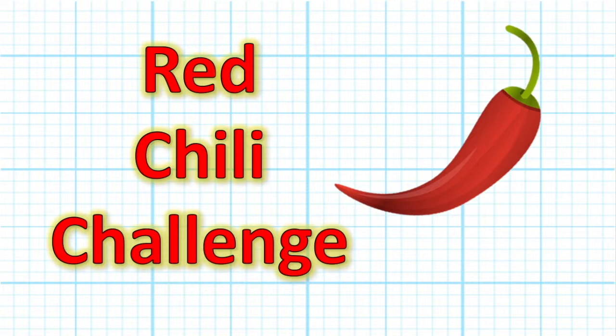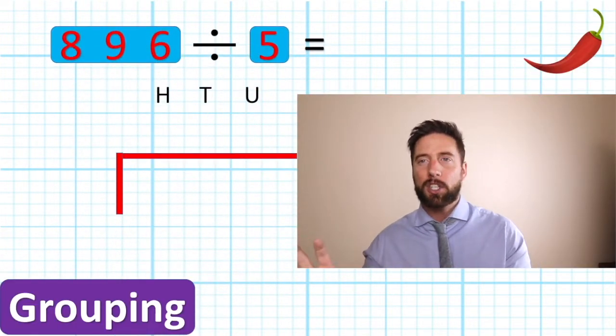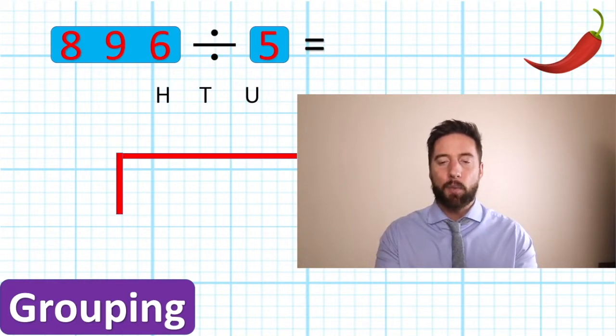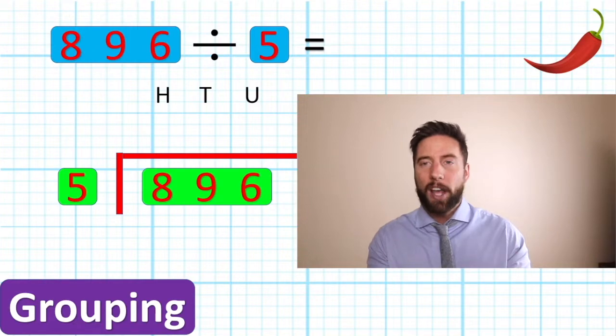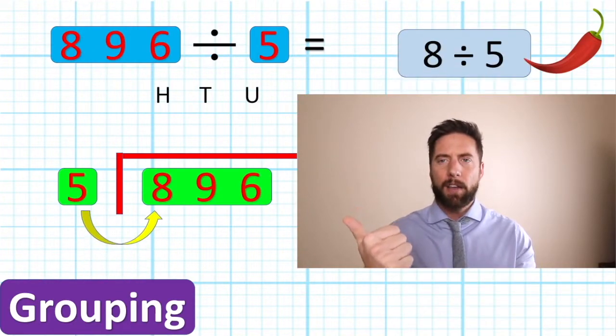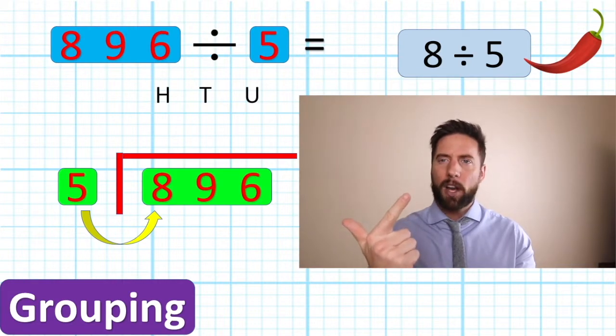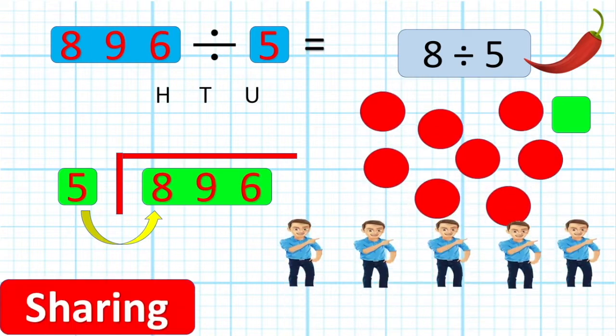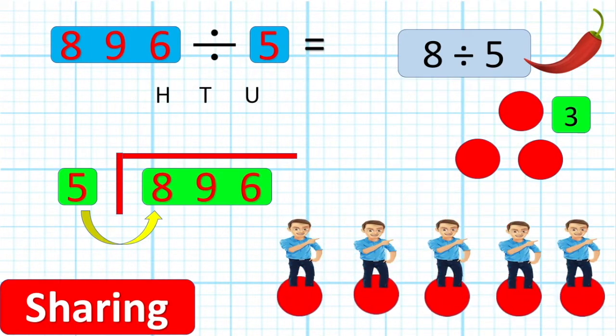Let's have a look at 896 divided by 5. We're going to put our hundreds, tens and units up there just for our own understanding, but we're going to start in the same way. How many 5's are in 8? Now let's go in our 5 times table. 5, 10. So we can't have 10. We've got one lot of 5, but then we've got 3 left over. Let's have a look at that in sharing. If I have 8 and I try and share it evenly between 5, I give them all 1, but I've got 3 left over.